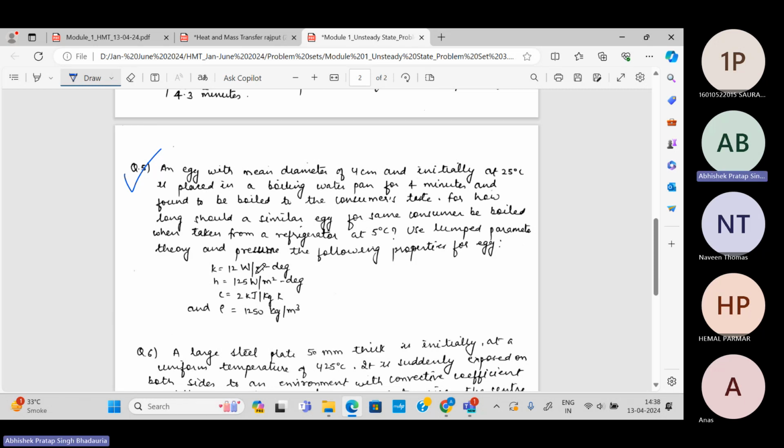Fine. In the problem, it is given to solve by the lumped parameter theory. However, mostly it will not be mentioned in the problem. We have to calculate Biot number, and then after calculating Biot number, we have to identify whether the lumped parameter analysis is applicable or the Heisler chart is applicable. Right? Now let's solve. Okay, let's solve this problem.